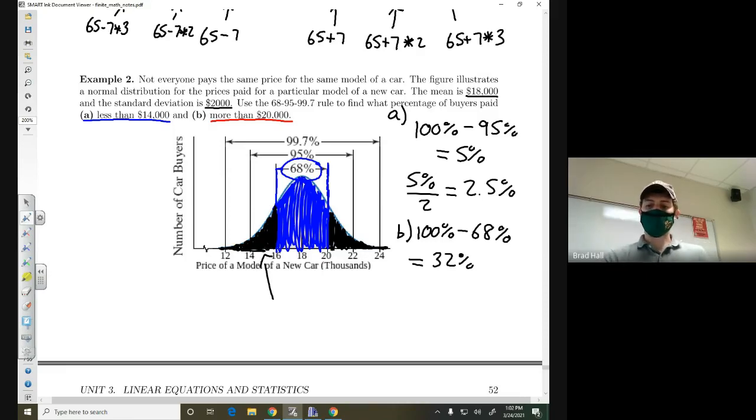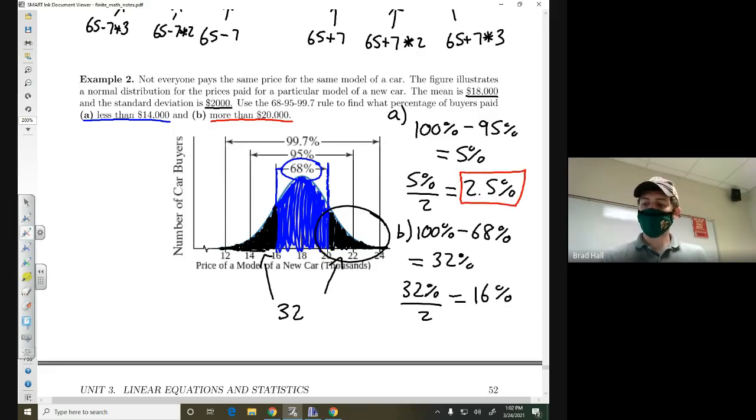So these two regions together give us 32, but guess what? We have to figure out half of the information. We only care about this one over here. And this is perfectly symmetric. So now we have to take the 32, and guess what? Divide by 2, just like we did in the last problem. 32 divided by 2 is 16. And so 2.5 answered part A, and 16 answers part B. That's an idea for how we utilize a chart like this.